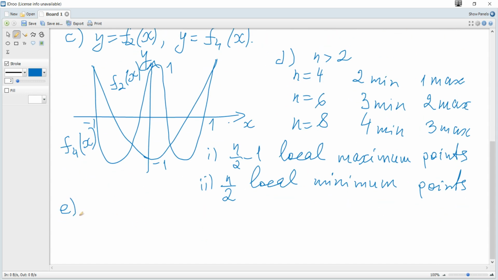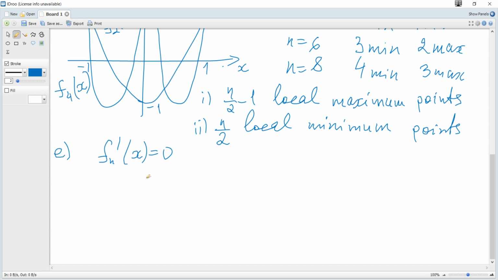The next part: solve the equation f_n derivative of x is 0, and hence show that the stationary points on the graph of y equals f_n of x occur at x is cosine of k pi over n, where k is a positive integer and k is greater than 0 and less than n, for 4 marks. So we should consider the derivative of f_n of x, it's cosine of n arc cos of x.